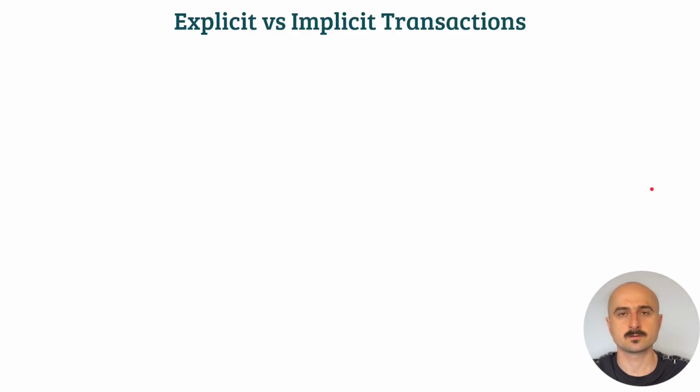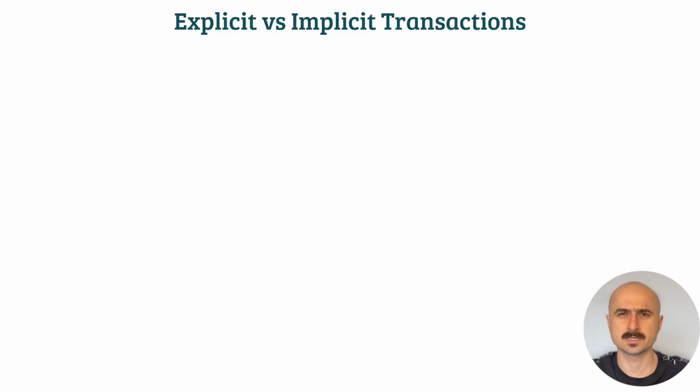Hello everyone. Today's topic is explicit versus implicit transactions. In PostgreSQL, we have two types of transactions. First one is explicit. Those are the transactions that we start and complete explicitly. And there's an implicit one. Those are the transactions that get executed by PostgreSQL without us explicitly doing so. Let's see an example and it's going to make more sense.